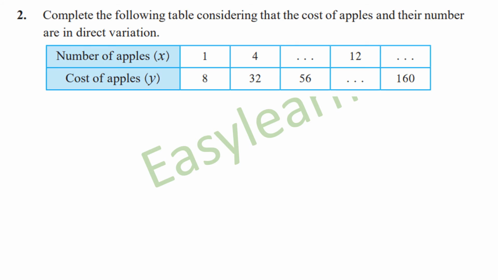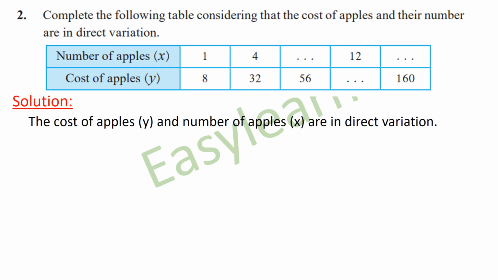Question number 2. Complete the following table considering that the cost of apples and the numbers are in direct variation. They have given us the table, x stands for number of apples, y stands for the cost of apples, and both these quantities are in direct proportion. So the solution, the cost of apples y and the number of apples x are in direct variation. In symbol form, you write it as y is directly proportional to x. Now, to remove the proportionality sign, I have to give one constant. So, the equation becomes y equals kx, where k is the constant of variation.